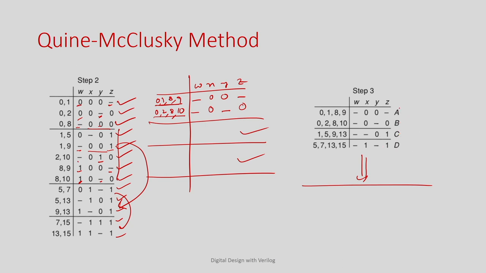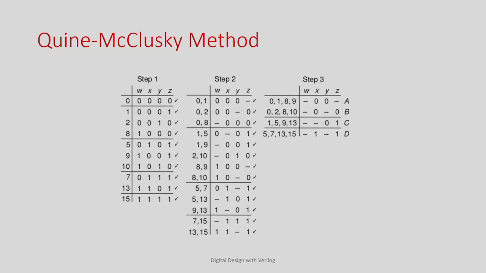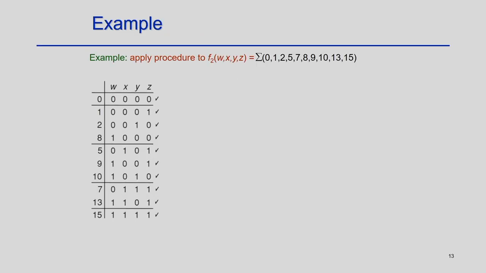So, these 4 terms, A, B, C, D, are the prime implicants of this function. If I write them, this is x bar y bar, this is x bar y bar, this is x bar z bar, this is y bar z, this is x z. These are the 4 prime implicants corresponding to this function, and this can be done with the Quine-McCluskey method. So, this is the final step and we find all the product terms.